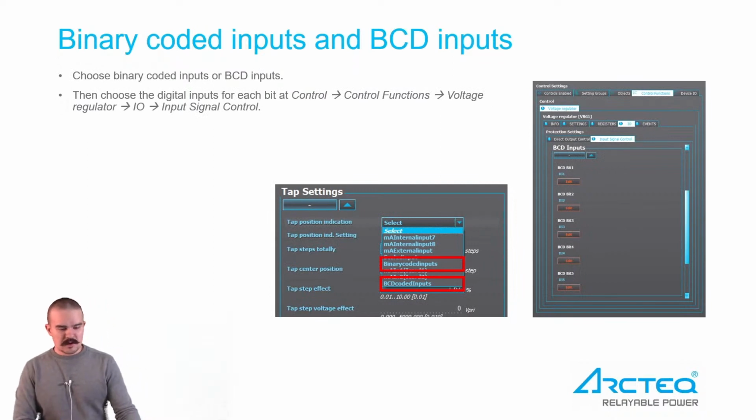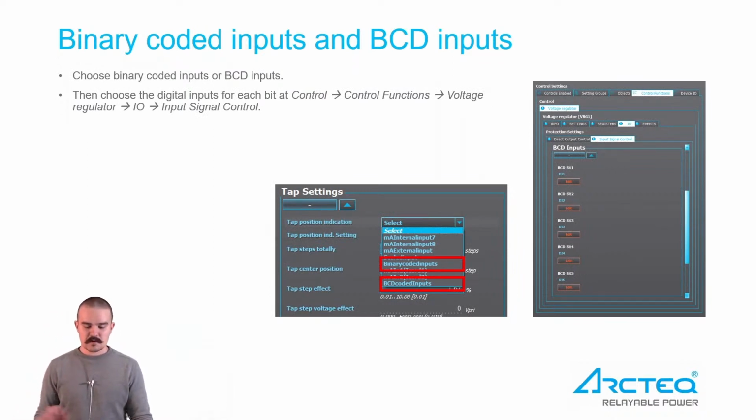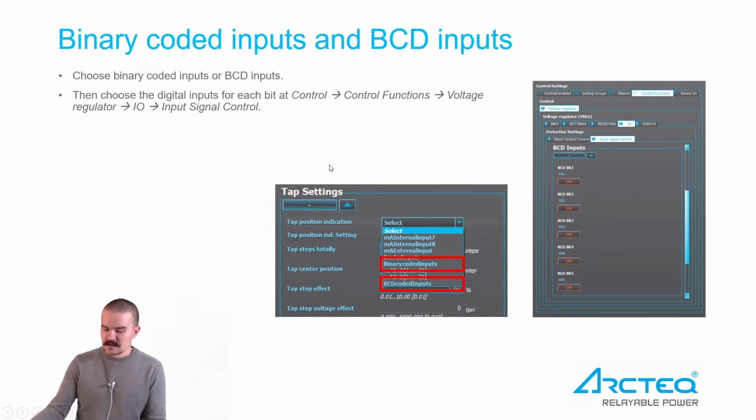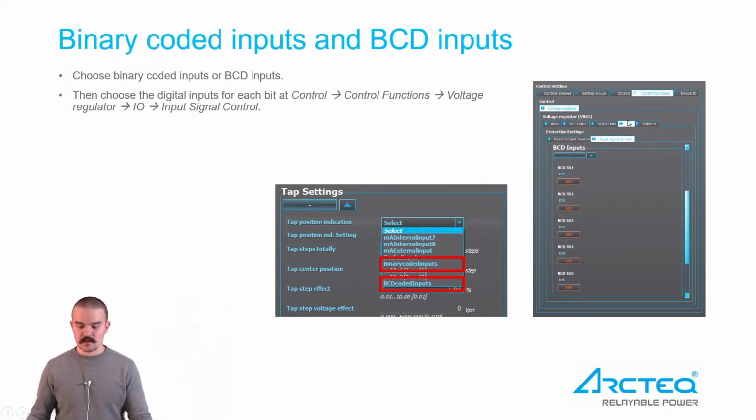So to use either of these, you select binary coded inputs or BCD inputs like you would with the milliamp inputs. And then once you have selected either of those, you go to the I/O page and input signal control. There you will see all of the 5 bits available for the binary inputs. So then you just click edit and select the digital input referring to each of the bits.